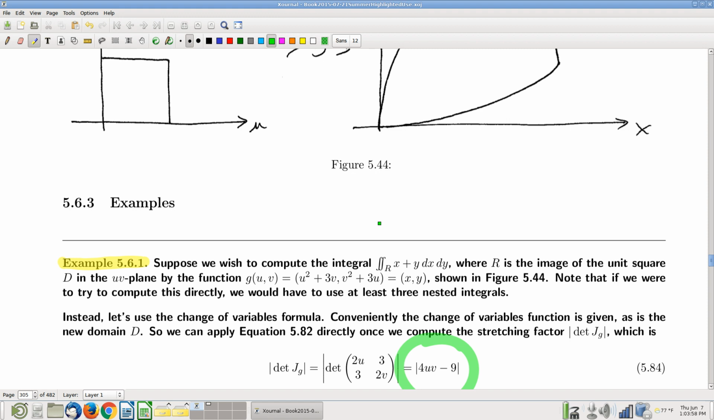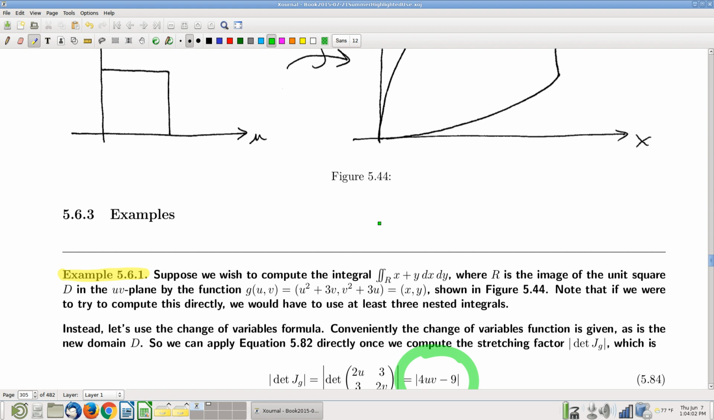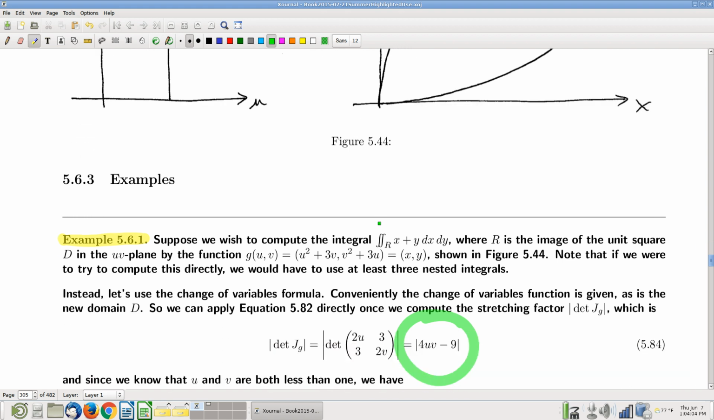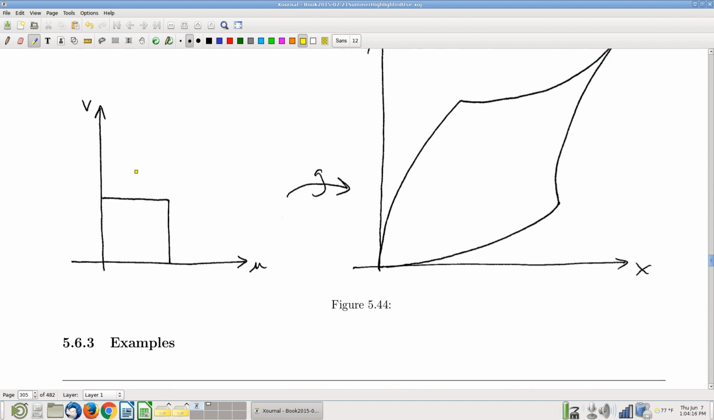Okay, so in this case, though, 4uv minus 9, what can I say about 4uv minus 9? And let me remind you, for the purposes of this question, I already know a bunch of information about u and v. And where I know information about u and v is here.